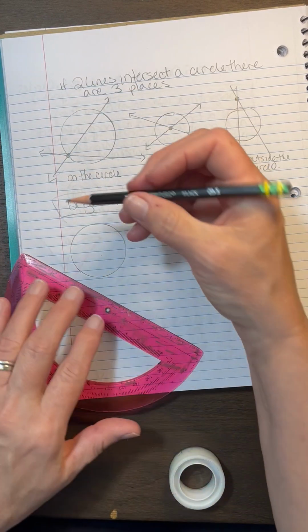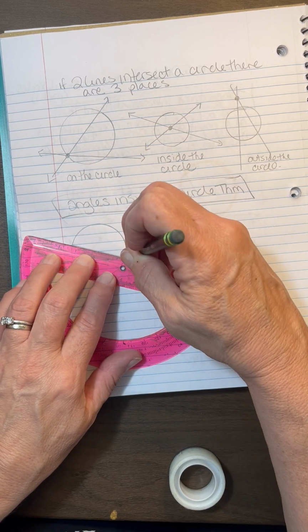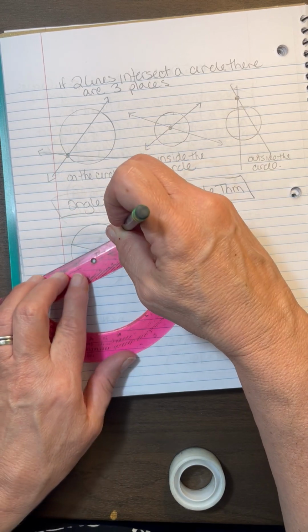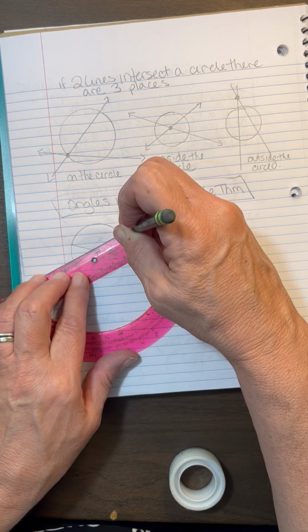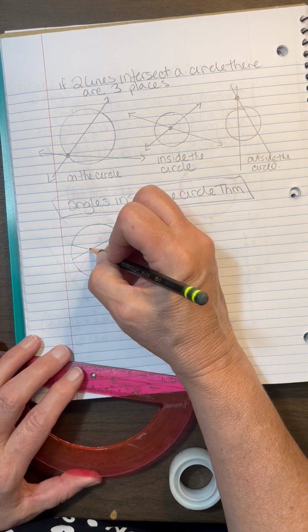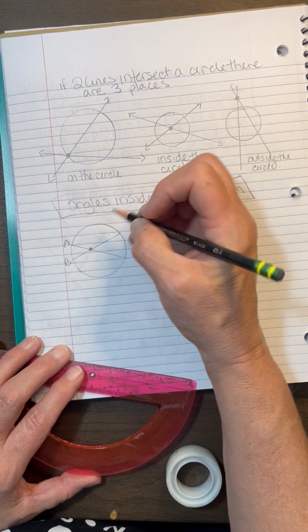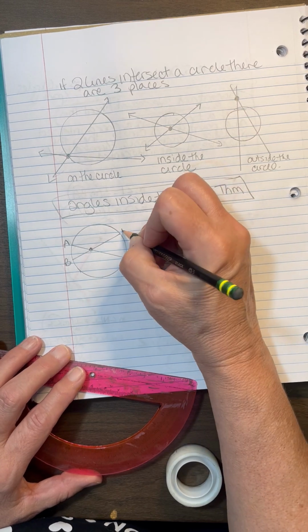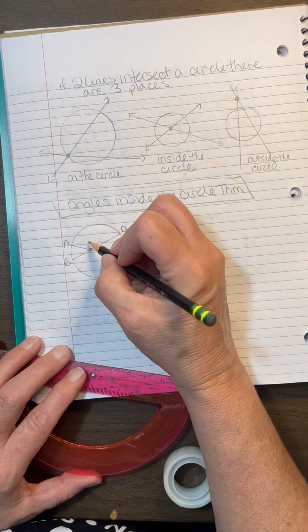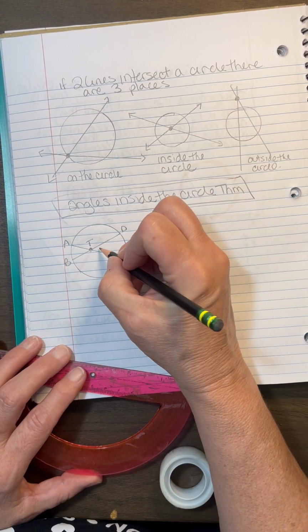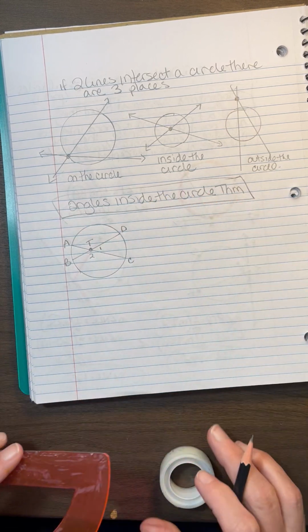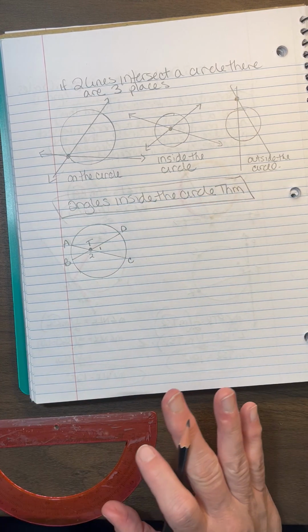Okay, so we have, and it could be lines going through, or it could just be the two chords. So either way, it's going to be the same. We have A, B, C, and D. We're going to name the circle T, and we're going to name this angle 1 and this angle 2.